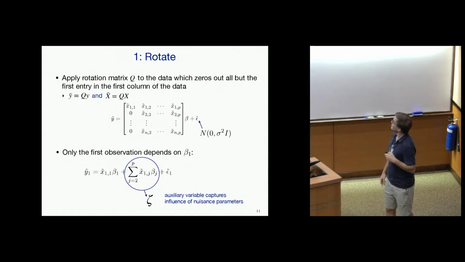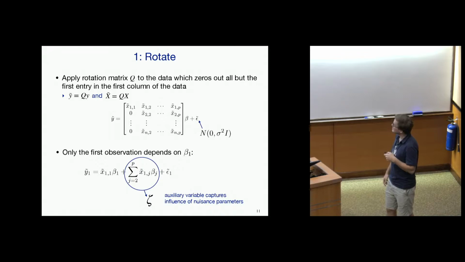Now we can inspect this rotated model and read off the first row. Why do we read off the first row? If you think about it, these are all zeros, and we're only interested in beta 1. All observations do not depend on beta 1 except for the first row. So to do inference on beta 1, we only need the first row. But that first row, the scalar model, still involves all the other betas. And information about the other betas is in all the other y's, not just in y tilde 1, but also in y tilde 2, and so on. So we can't just say we have a scalar model, run with this. We still have to do something with zeta.